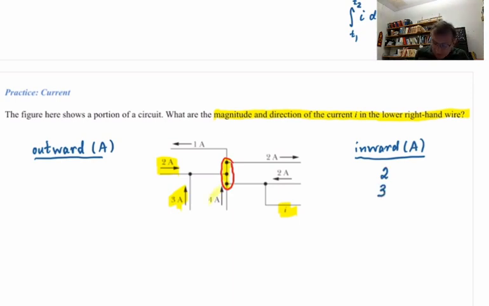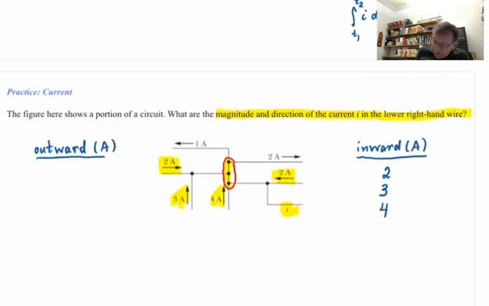There's an inward current because it's going towards that center region: 4 amperes. There's an inward current because it's going towards that center region: 2 amperes. All right, now the other 2 arrows point outward. So let's total all the inward: 3, 4, 5, 9, 10, 11. 11 amperes of inward flowing current. So the outward flowing current must also be 11 amperes.